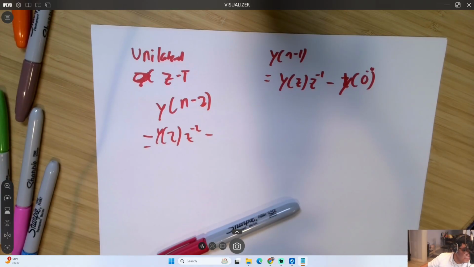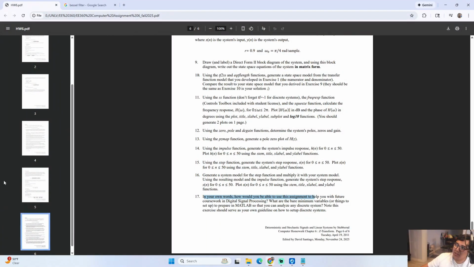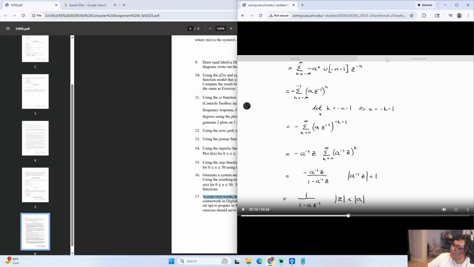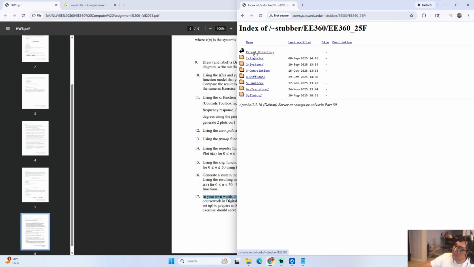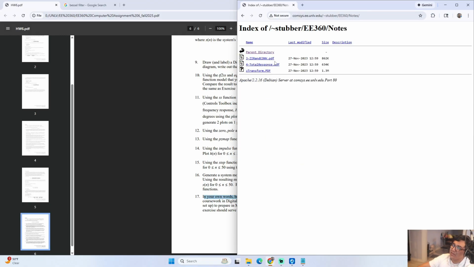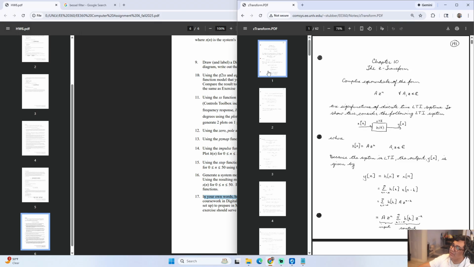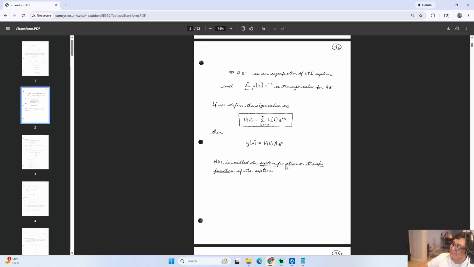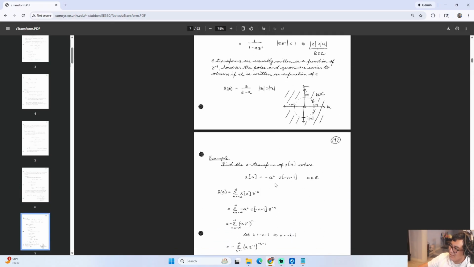Let me see. Is anyone reading the actual notes? Let's see the Z transform. There you go. ComSys. Parent directory. Where are the notes? Notes. Z transform. There you go. So yeah, memorize this. Yeah, memorize the whole thing, Dave.